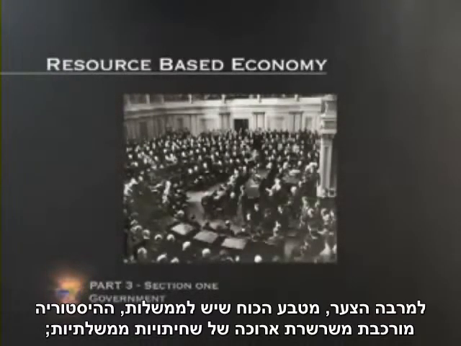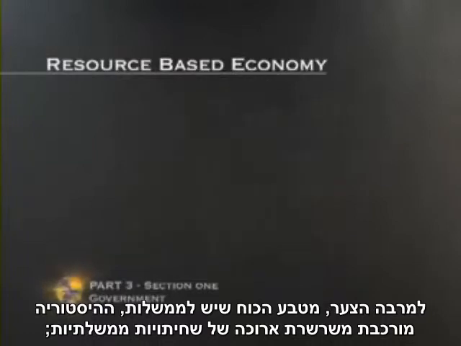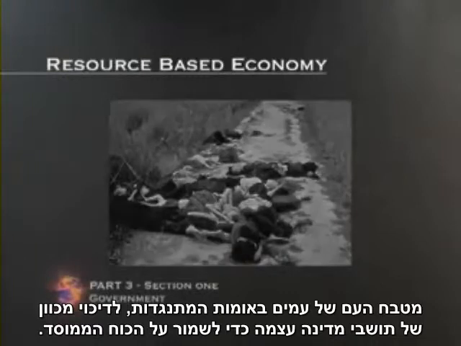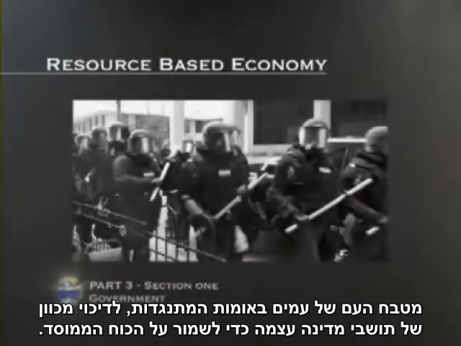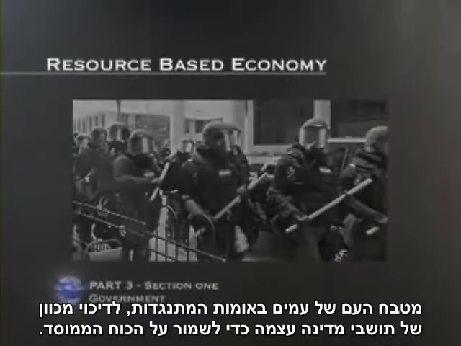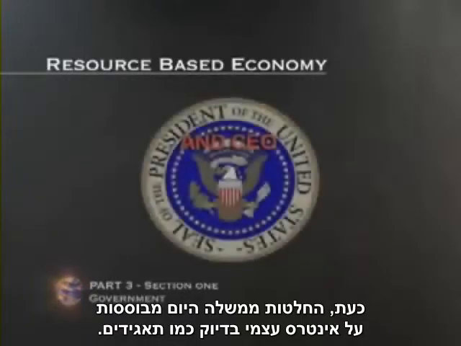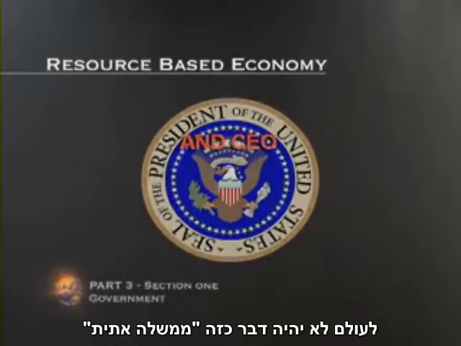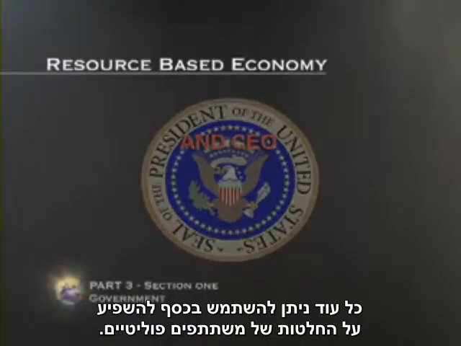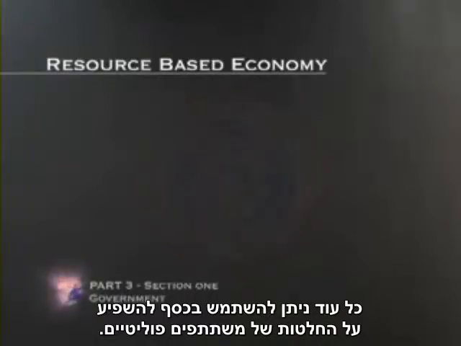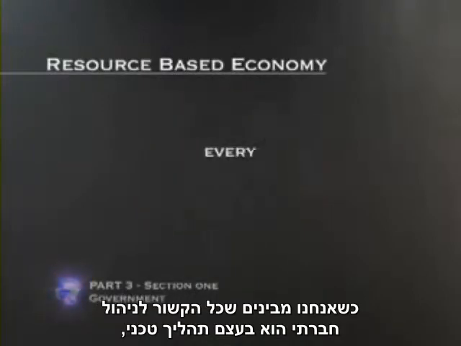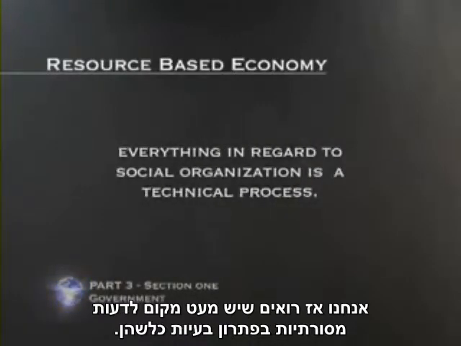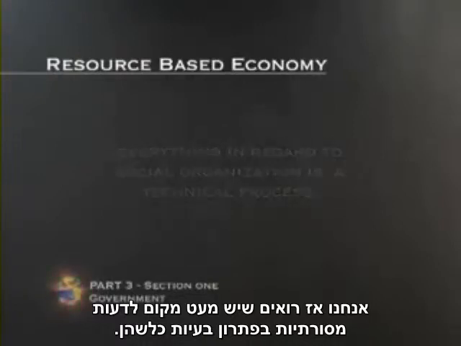Sadly, due to the very nature of their power, history is one constant chain of governmental corruption, from the genocidal slaughter of peoples and opposing nations to the deliberate oppression of a country's own people in order to maintain the established order. Now, government decisions today are based on self-interest, just like the corporations. There will never be such a thing as an ethical government as long as money can be used to influence the decisions of political participants. When we understand that everything in regard to social organization is a technical process, we then see that there is little reason for traditional opinions in the solving of any problem.